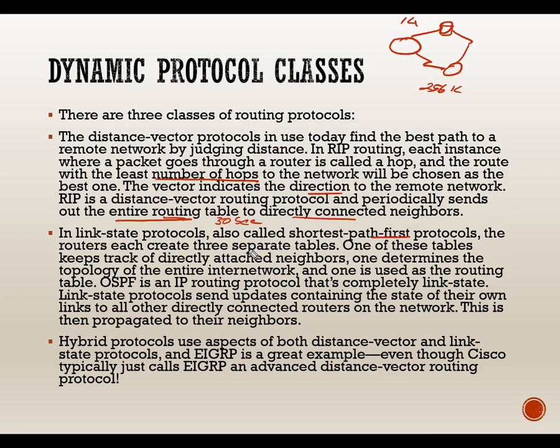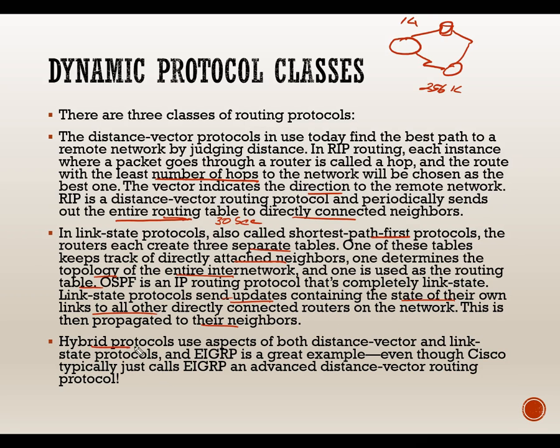The routers create 3 separate tables. One keeps track of the directly attached neighbors, the neighbor table. One determines the topology table of the entire network, and one is used as the routing table. The IP routing protocol is completely link state. Send updates containing the state of their own links to all directly connected neighbors. And again, tell a friend who tells a friend who tells a friend, then propagate it to their neighbors, so that eventually we learn the entire topology.